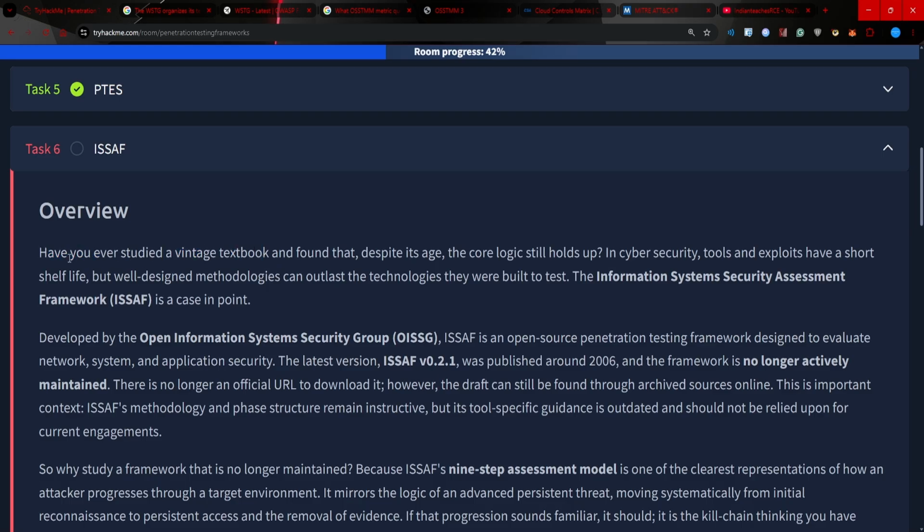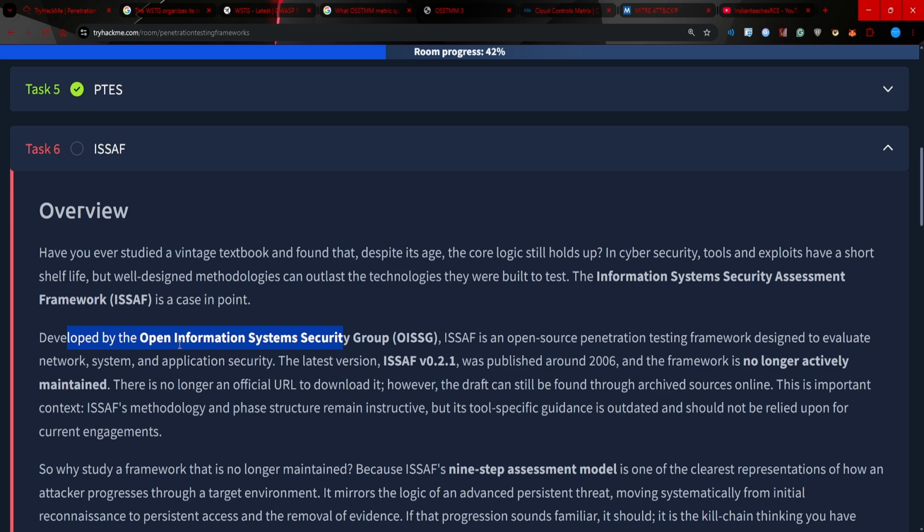Have you ever studied a vintage textbook and found that despite its age, the core logic still holds up? In cybersecurity, tools and exploits have short shelf lives, but well-designed methodologies can outlast the technologies they were built to test. The Information System Security Assessment Framework is a case in point, developed by the Open Information System Security Group. ISSAF is an open source penetration testing framework designed to evaluate network, system and application security. The latest version was published around 2006, and the framework is no longer actively maintained.